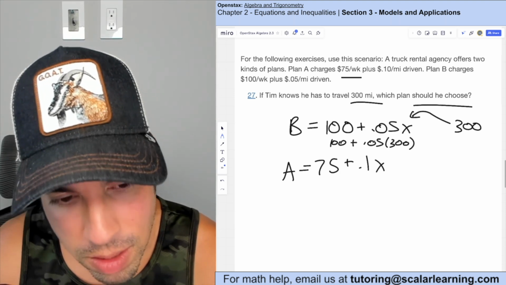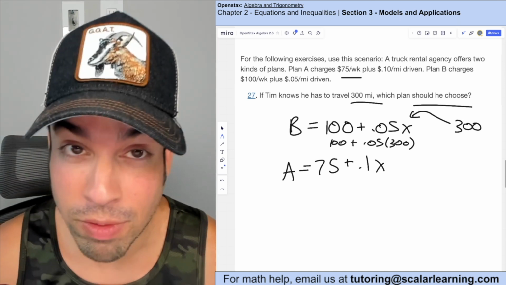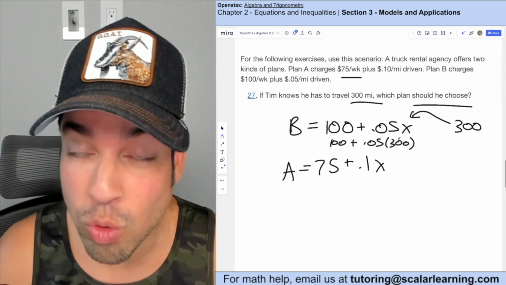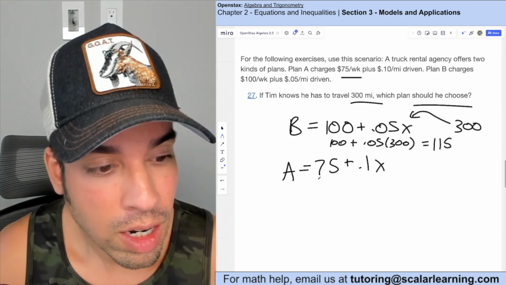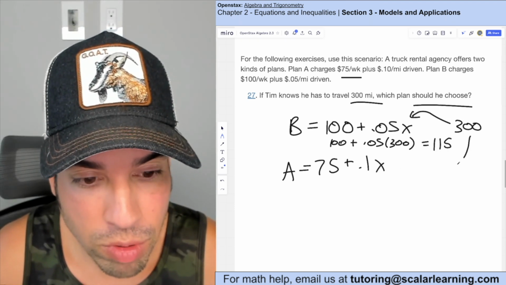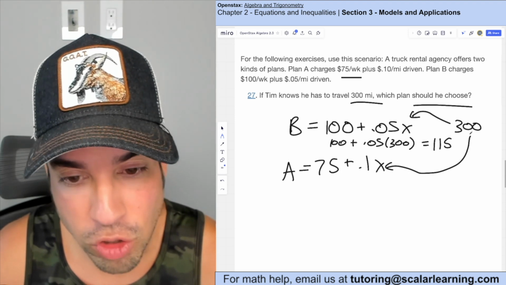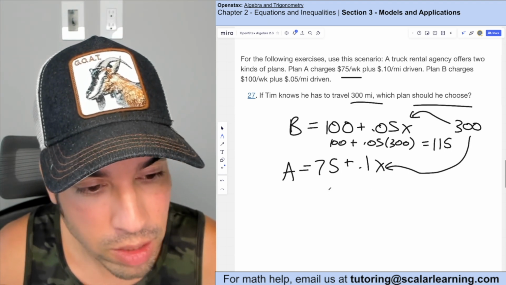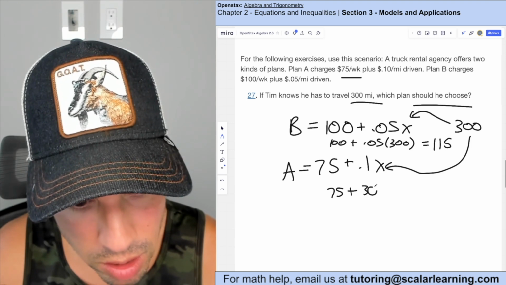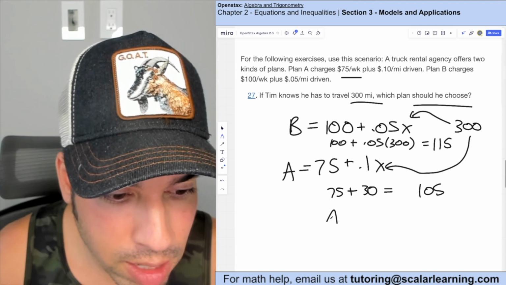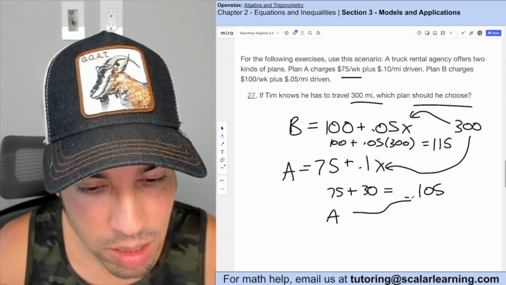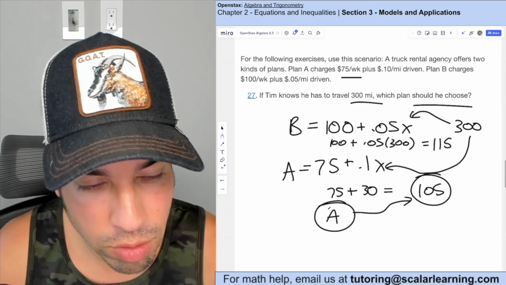And we can do that mentally. That's like 5 times 300, which is 1,500. Then move the decimal over twice, and that's 15. This is going to be 115. And then for A, we're going to plug 300 in over here. 0.1 times 300 is 30. Right, so we got 75 plus 30, which equals 105. So A is the better deal because we get 105, boom, done.